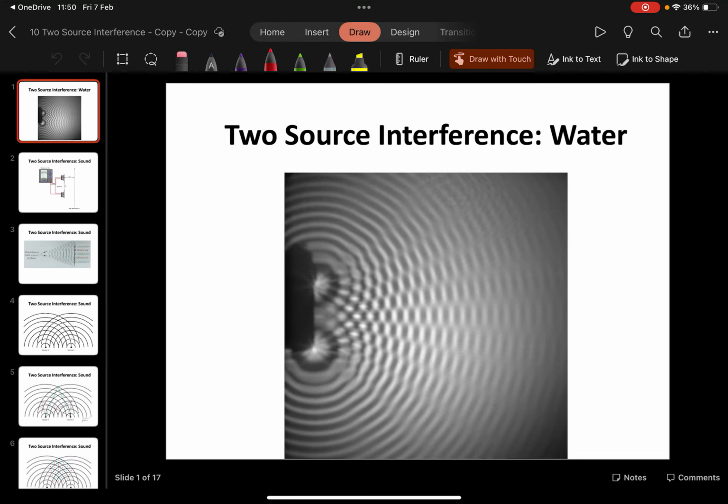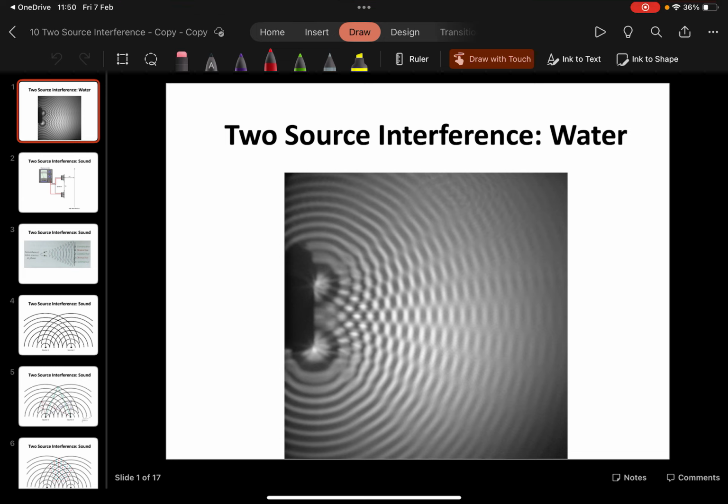This video builds on the ideas of the principle of superposition and interference to look at what we're going to call two-source interference. In other words, what happens when we have two sources of a wave and those waves meet and interfere.